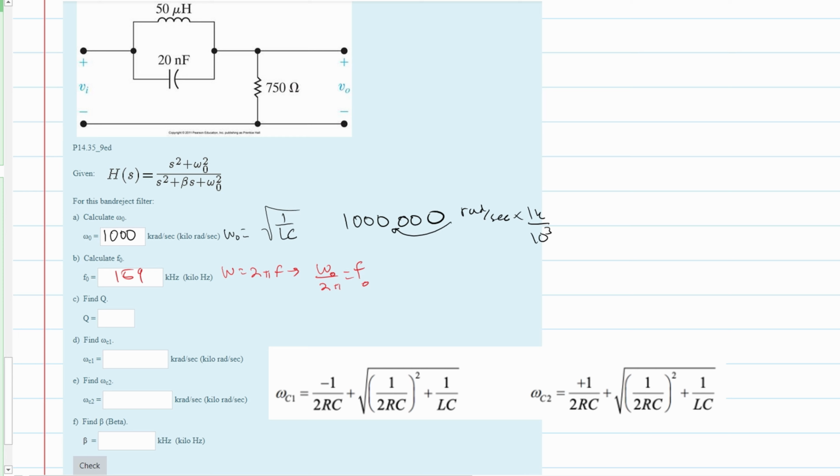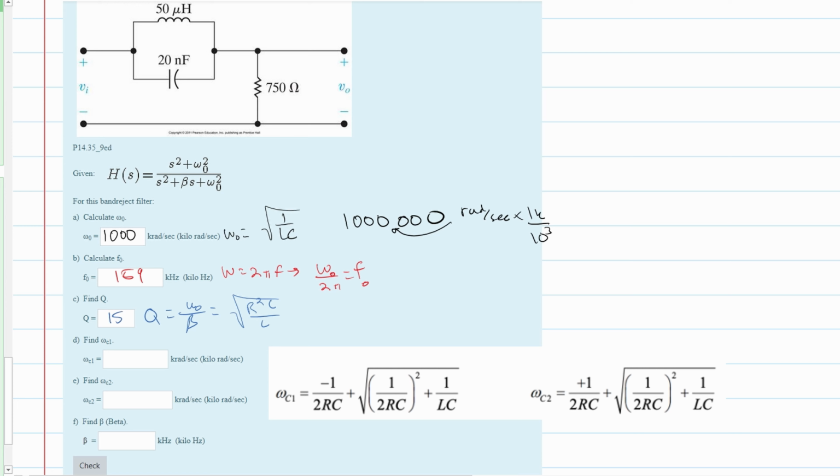Now we need to find Q, and our Q can be found two different ways. Our Q can be found when we have our omega naught over the beta. We haven't found our beta yet, so instead we're going to do the square root of our R squared C divided by L. Now our R is going to be the 750. We need to square it, multiply it by 20 times 10 to the negative 9 for this nano, and divide it by 50 times 10 to the negative 6 for micro, all underneath this square root here. And then this is going to give us 15 for our Q.